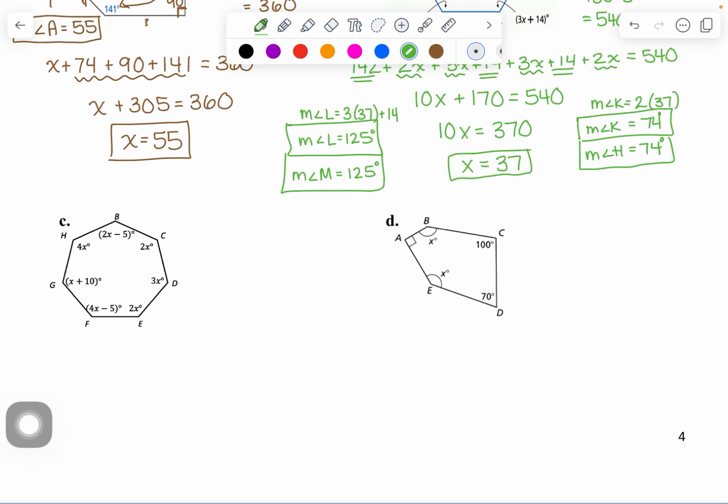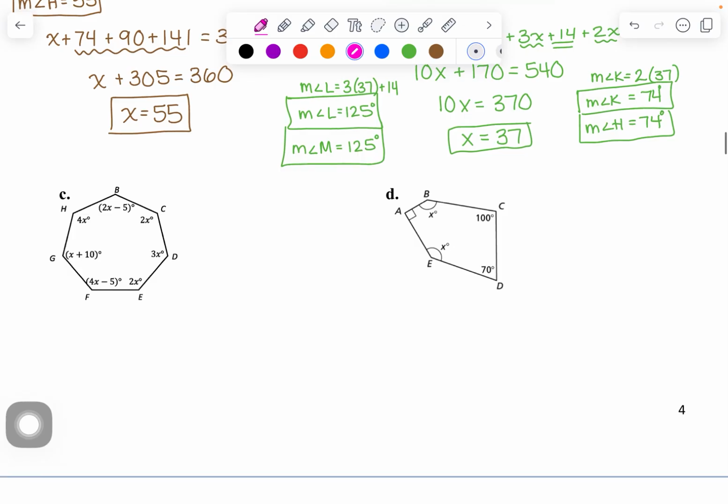Okay, we are going to do one more. Start trying C out on your own, and then I'm going to change the instructions at the end because I'm not going to make you find all of these angles. That's a lot.